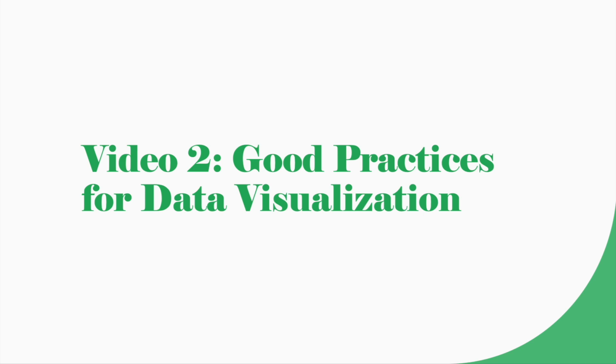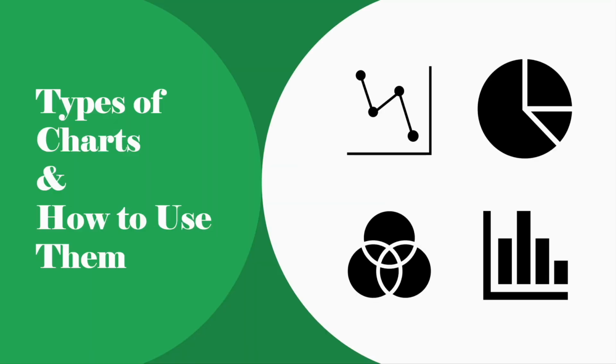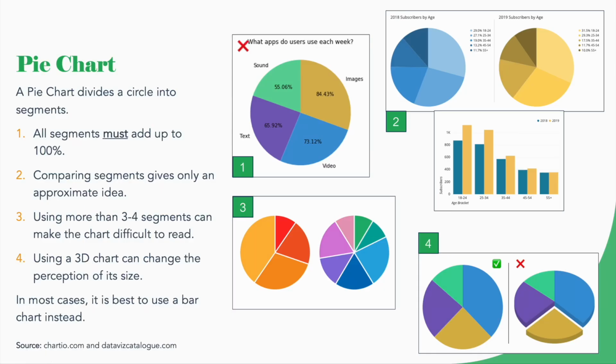Now in this video, we're going to talk about a few specific types of charts and how to use them. We're going to talk specifically about line charts, pie charts, and bar charts. Let's get started. Now, what is a pie chart? You must have seen this very commonly. A pie chart simply divides a circle into segments. As you can see, all of these circles here are divided into segments.